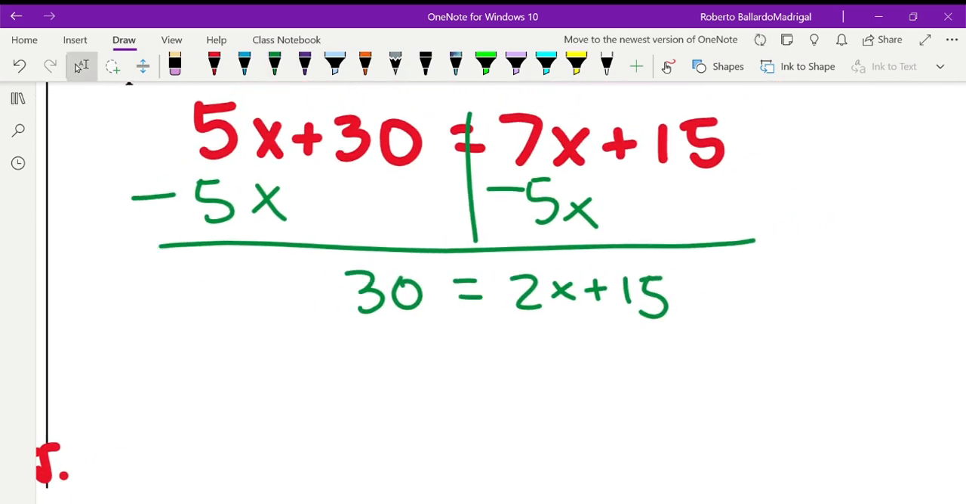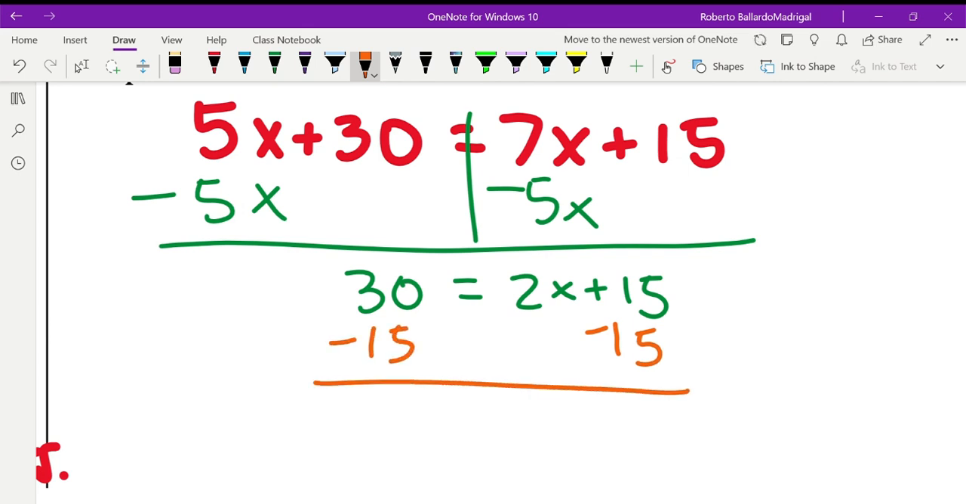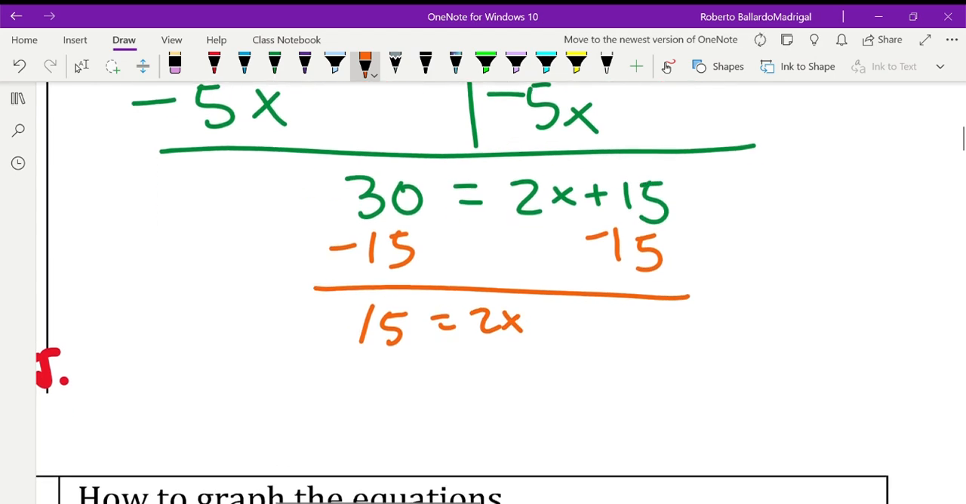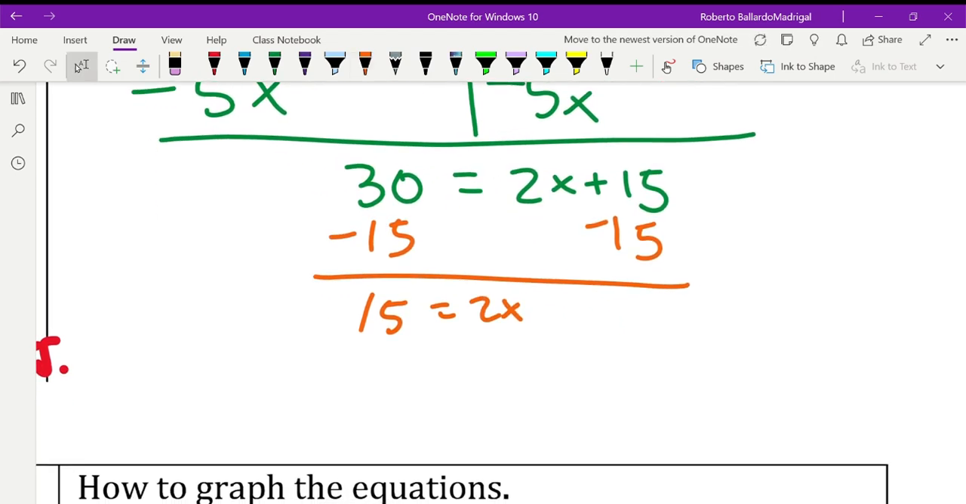What is my first step in my two-step equation? Santi. Subtract 15. So we get 15 equals 2x. And then what? What will x equal? What is half of 15? 7? Is it 8? Well, it's right in the middle, 7.5.